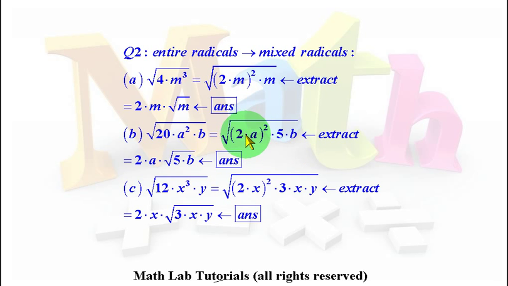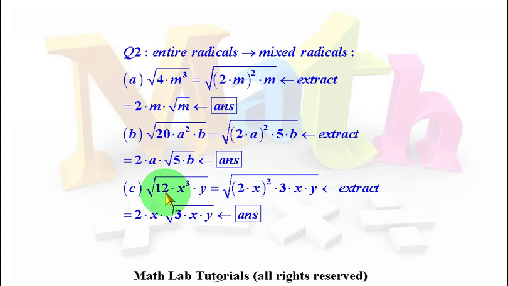It's time to let the good guy outside the jail, so copy paste, and we get 2a on the outside, and we're left with a 5b on the inside. Okay, so we're done with that. Let's look at part C over here. Same sort of problem. We have the square root of 12x cubed y.